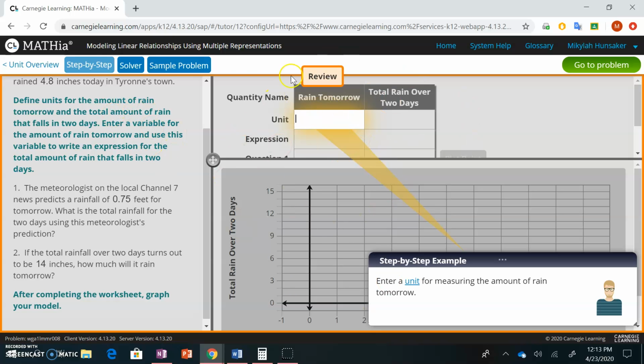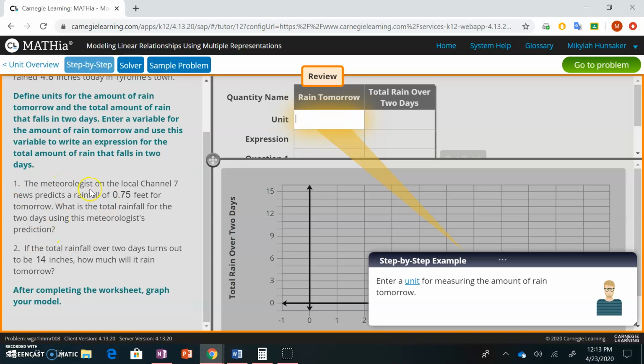You have these two sections over here we're going to fill out. And then you have two pieces of information. The meteorologist on local channel 7 news predicts a rainfall of 0.75 feet for tomorrow. What is the total rainfall for the 2 days using this meteorologist prediction? And then we also have this second one here. If the total rainfall over 2 days turns out to be 14 inches, how much will it rain tomorrow? So after we complete our graph, we're going to complete the table, we're going to graph the model.